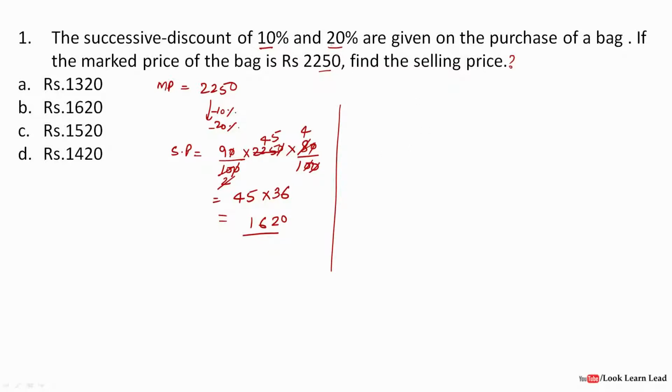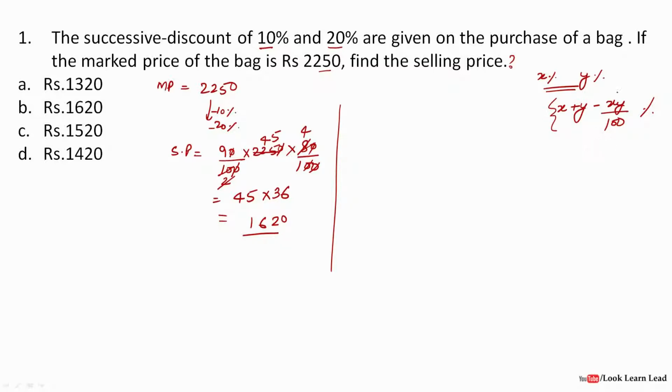In the second method, whenever there is a successive discount question, I'll be using a formula. For all the further questions, I'll be using this formula. So let's see what the formula is. Suppose your discounts are X% and Y%, these are your successive discounts. The formula is X plus Y minus xy upon 100 percent. After combining these two, this is the total discount after combining 10% and 20%.